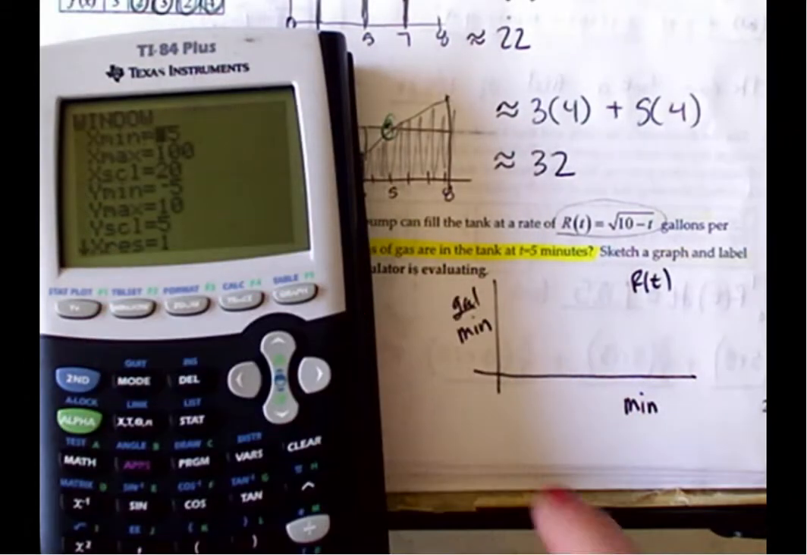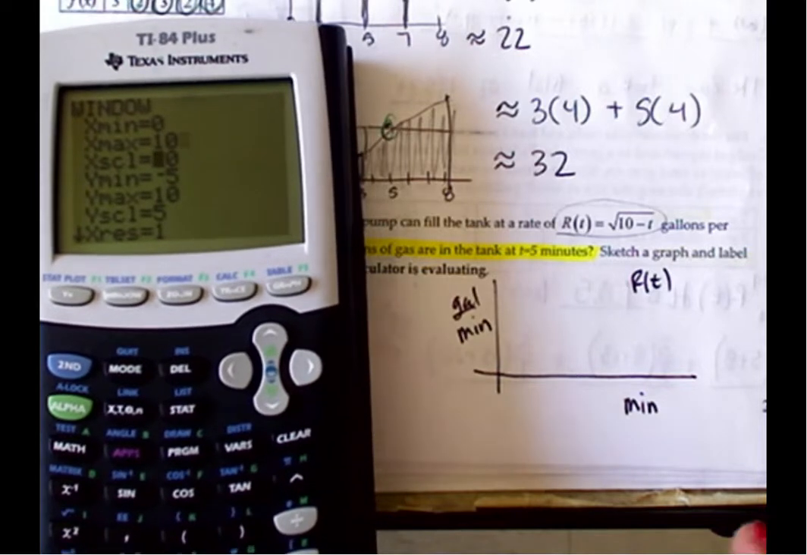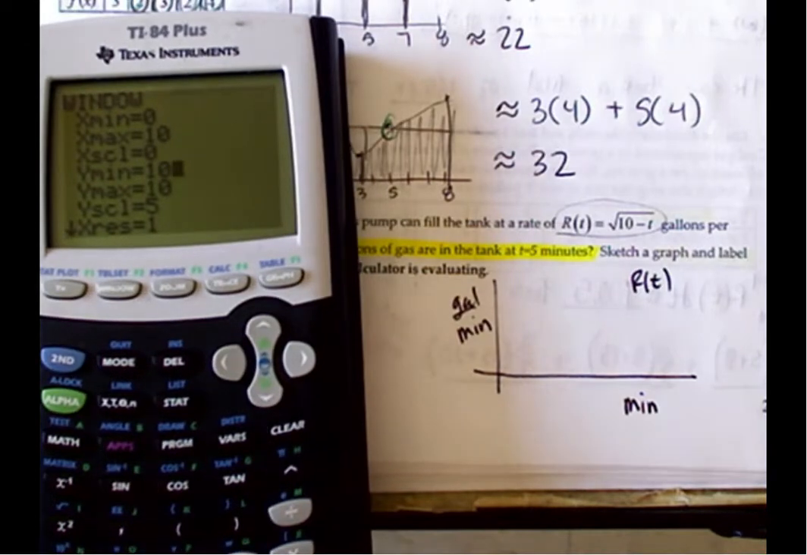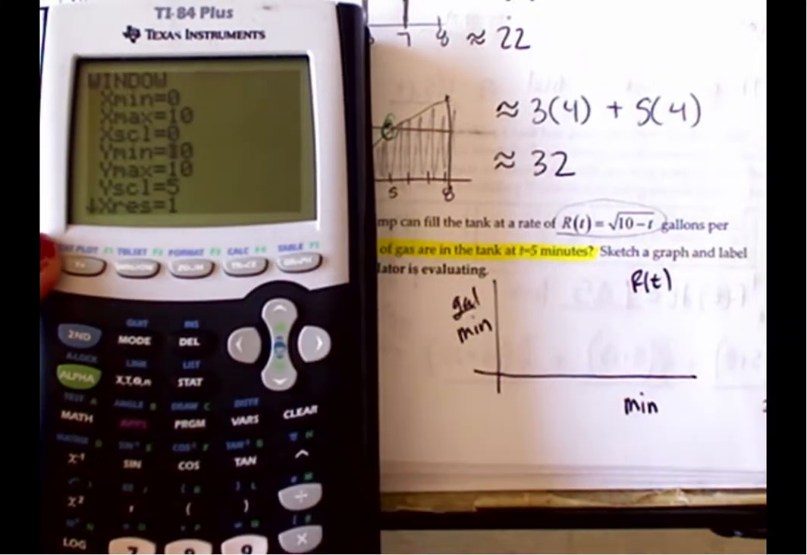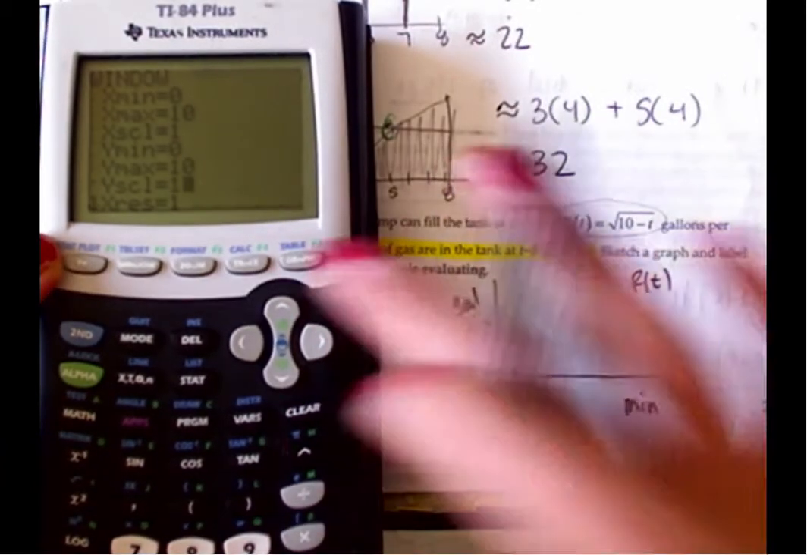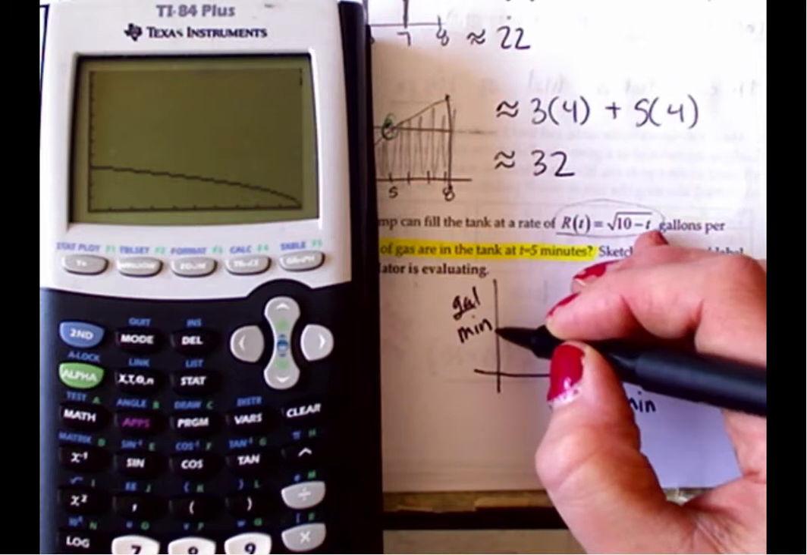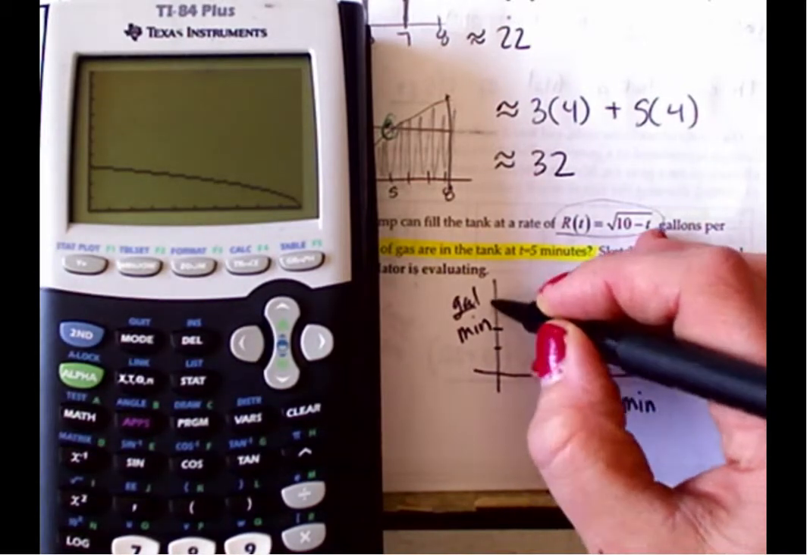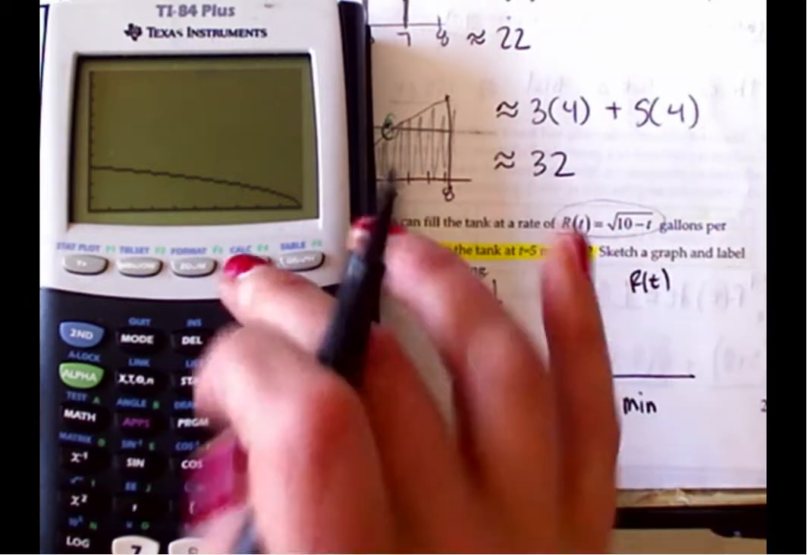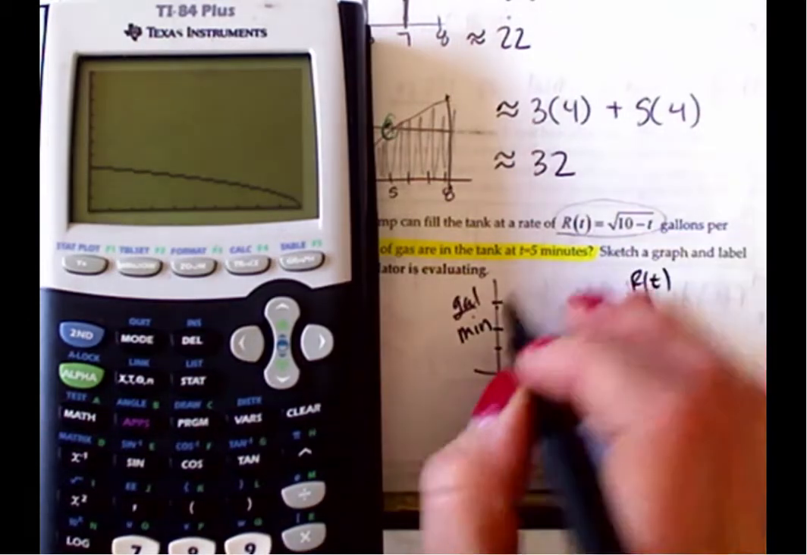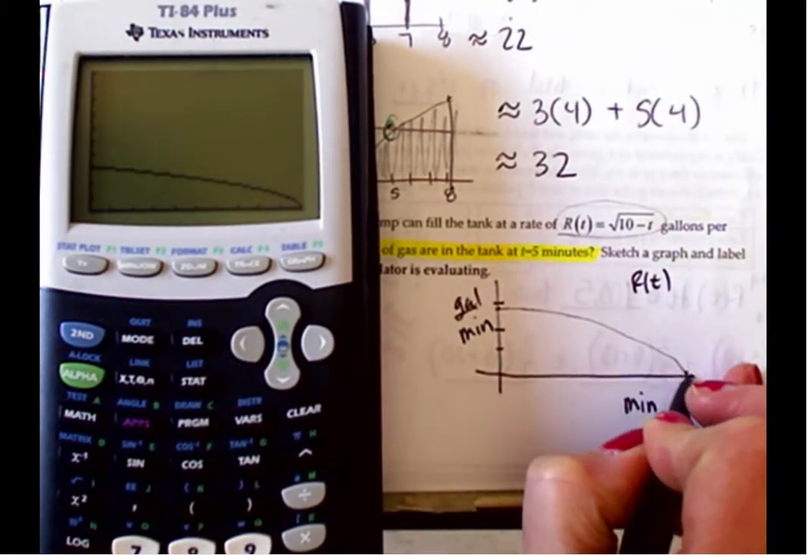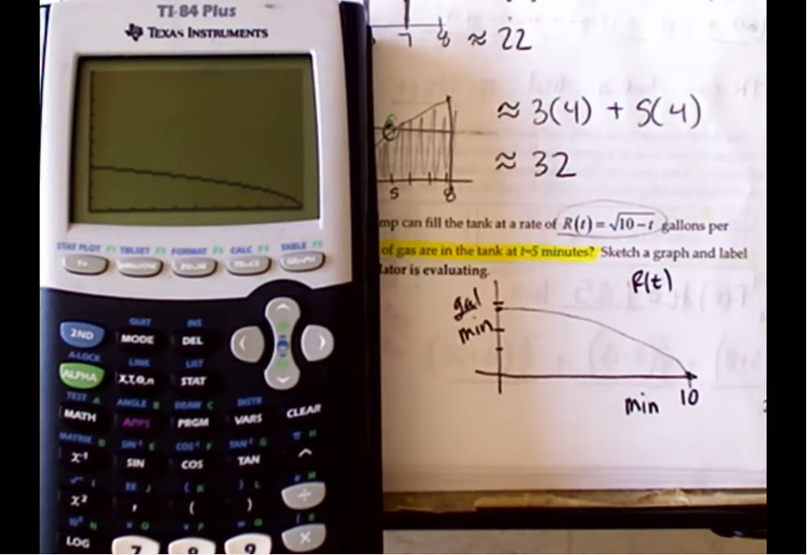Window 0 to 10, because it says 0 to 10 minutes. Now I have an idea of what this looks like, but I'm just going to do quadrant 1 and see. Window range 0 to 10, scales by 1. So it looks like it's starting at about 3 high, just less than, and it looks like it's at 0 at 10. Just a rough sketch.